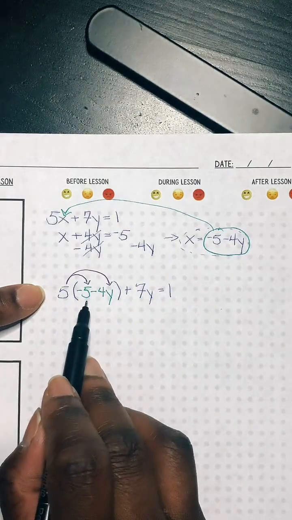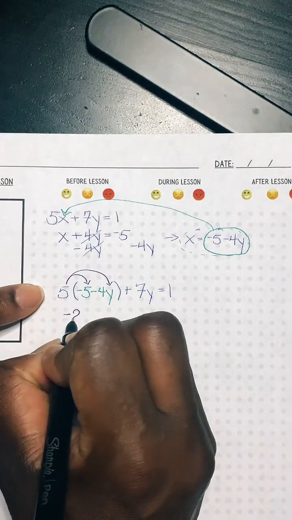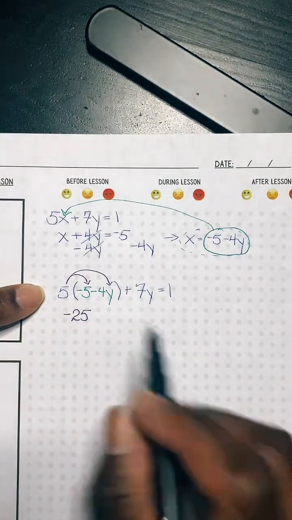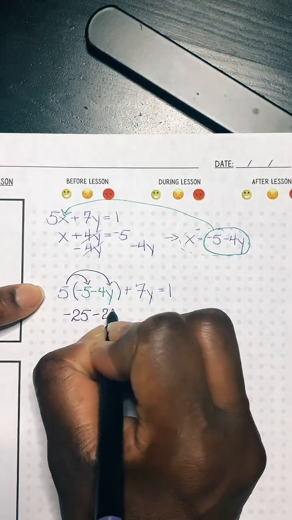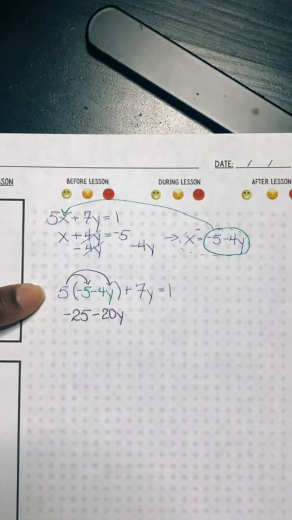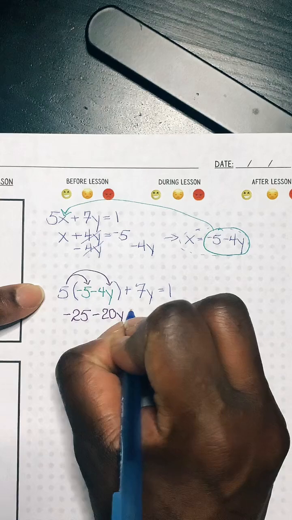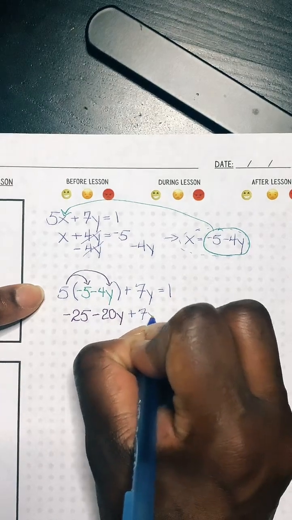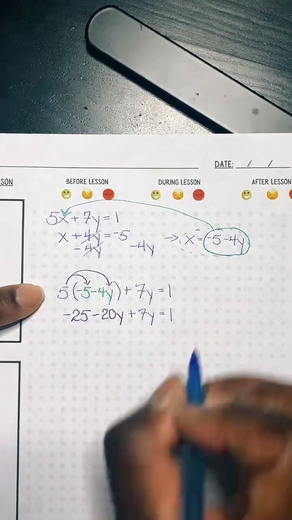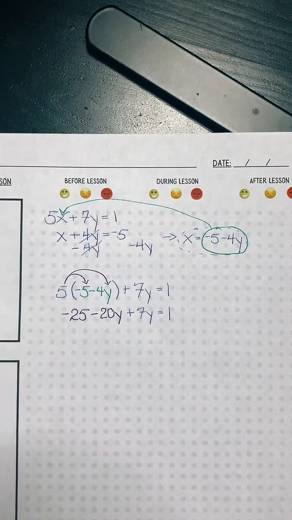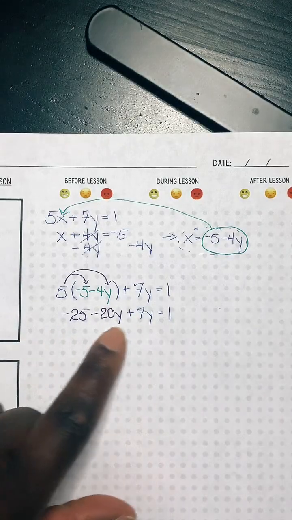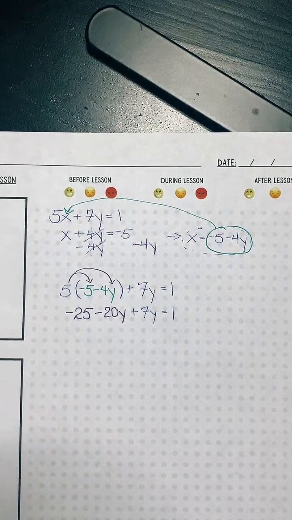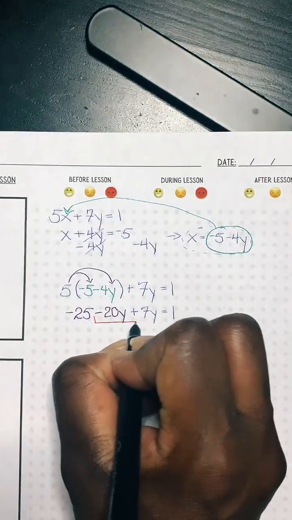So 5 times -5 gives me -25. 5 times -4y gives me -20y. And now I'm bringing down my plus 7y equals 1. So now I'm tackling this equation and I'm solving it for y because that's the only variable that I have in this equation. So right here, we have like terms.